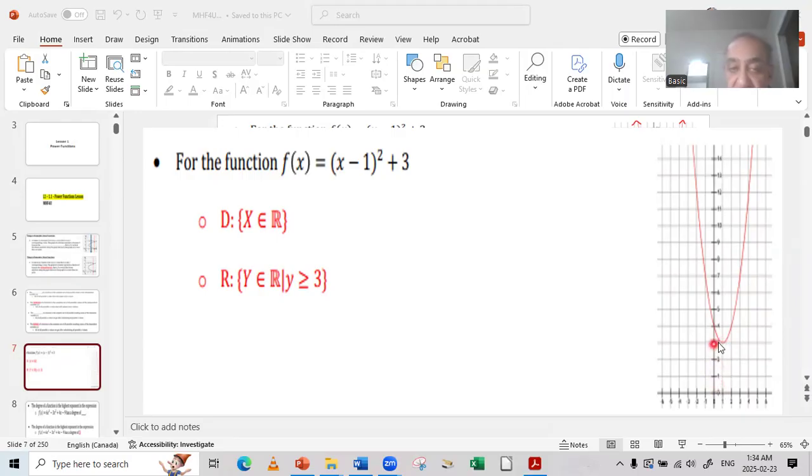So 1, 2, 3. So I would say that Y also belongs to the real numbers, but with a condition: Y is greater than or equal to 3, because Y starts from 3 here. It didn't start from the intercept at 0 and 0. It starts from the point 3. That's what we said yesterday, actually.